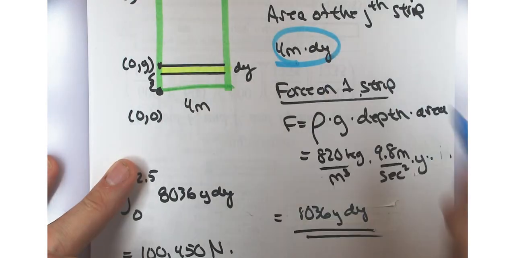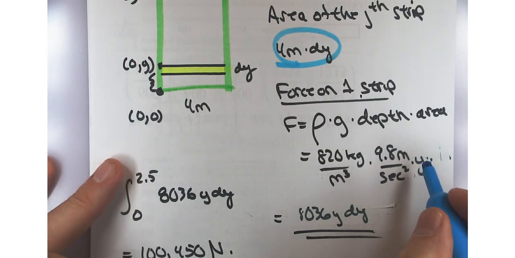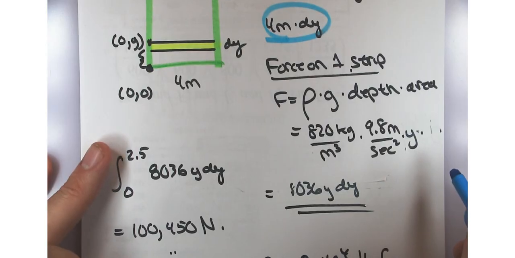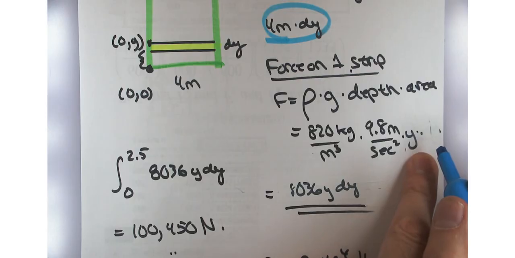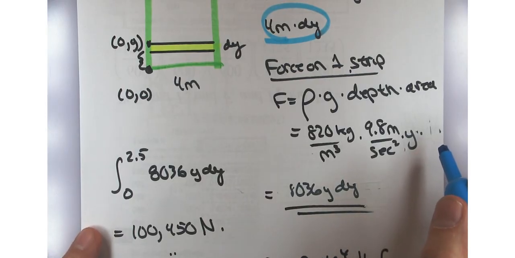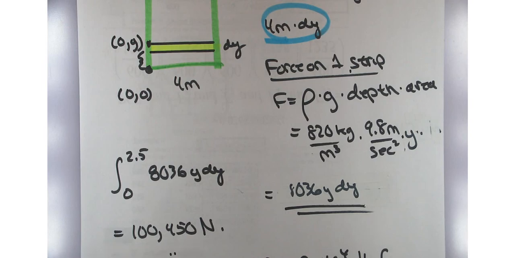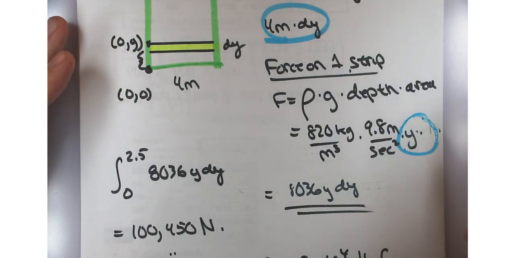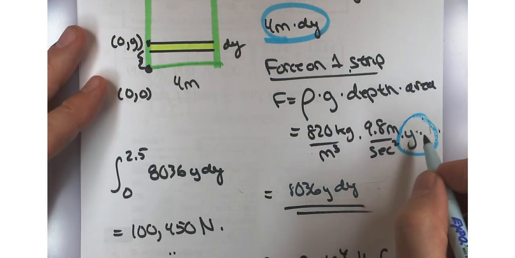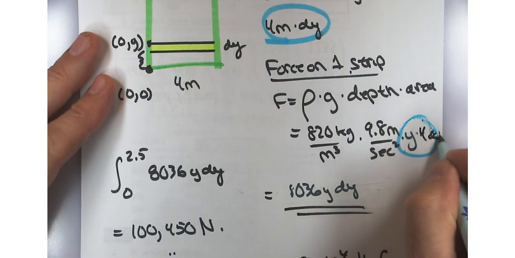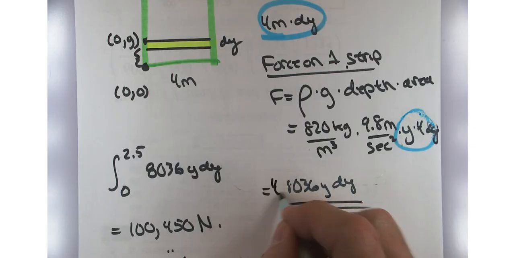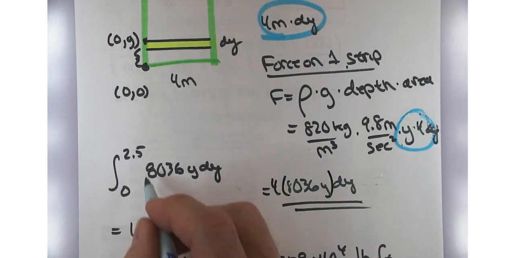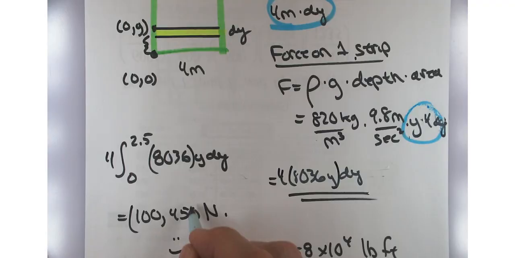4m dy, so I should have had, let's see, area, depth, 4m dy. Oh my. 4m dy. So that's going to throw everything off by a factor of 4. 4 times that. 4 times that.